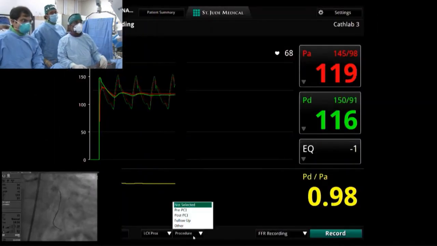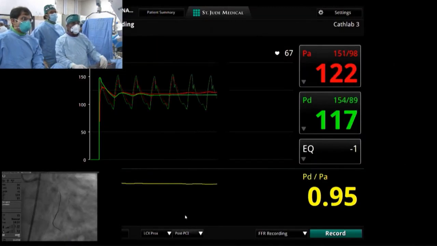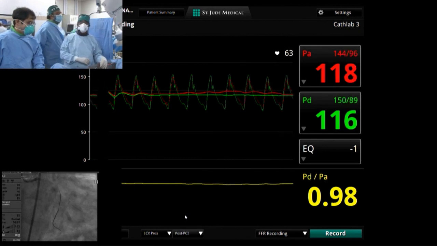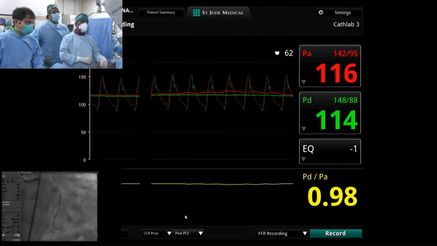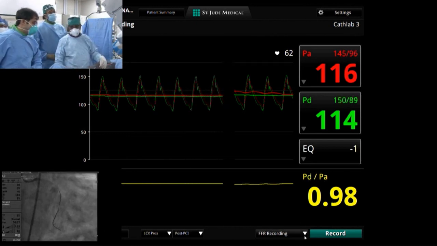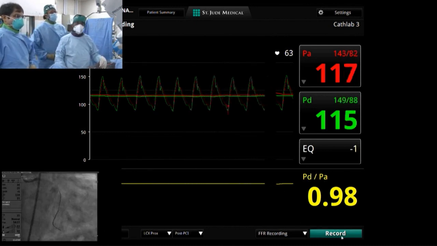What's your decision on the LAD? Are you going to stent the LAD or leave it? Leave it. You told us to leave it, so we are going to leave it. Start adenosine. We'll leave the arena after the live.